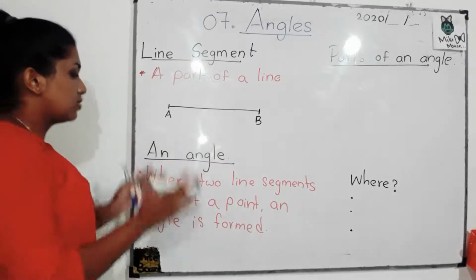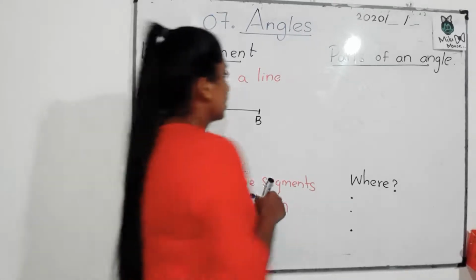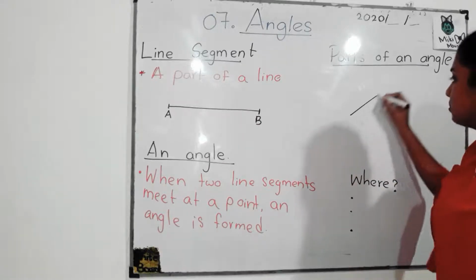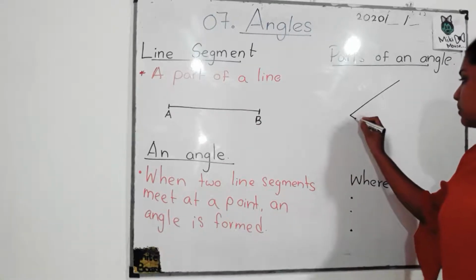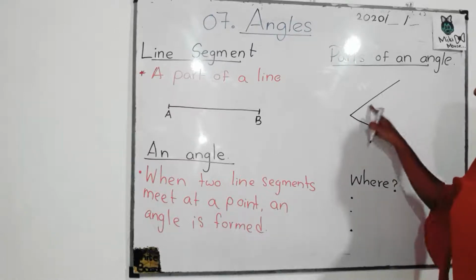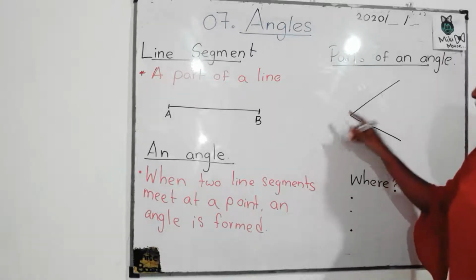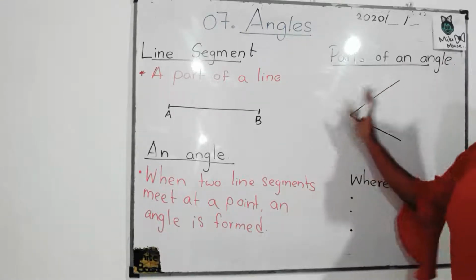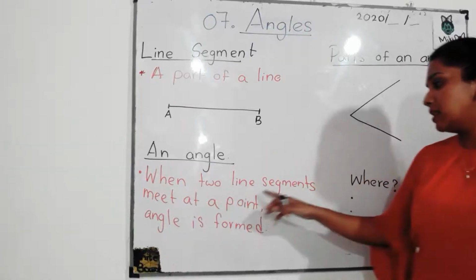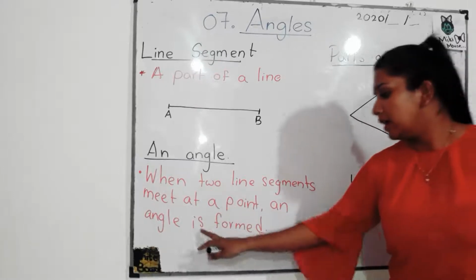Our lesson is based on angles. And what is an angle? Actually, an angle is formed when two line segments are meeting at a point. There are two line segments and they are meeting at this point. Therefore, an angle is formed. The definition of an angle is: when two line segments meet at a point, an angle is formed.